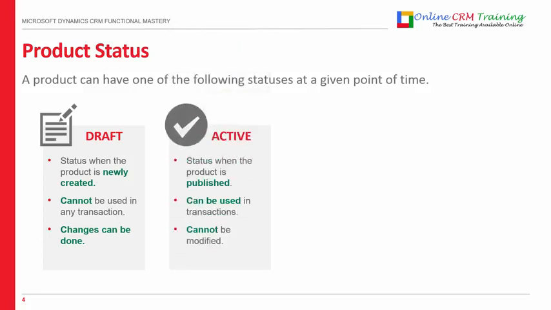The next status of the product is active. This is the stage when the product is published and available for transactions. Please note that you cannot modify any active product. It means you can just use it in transactions, but you cannot modify a product in active status.